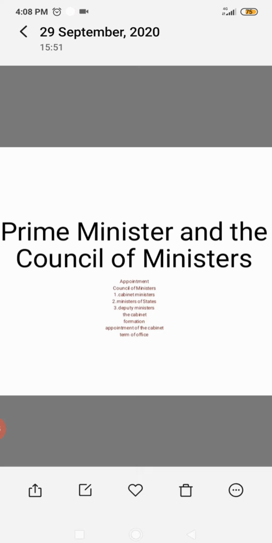Only Parliament members should be appointed to the Council of Ministers. If a non-member is appointed as minister, he must be elected or nominated to Parliament within 6 months from the date of his appointment. Failing this, if that person cannot complete that process, he has to resign from the post of minister.